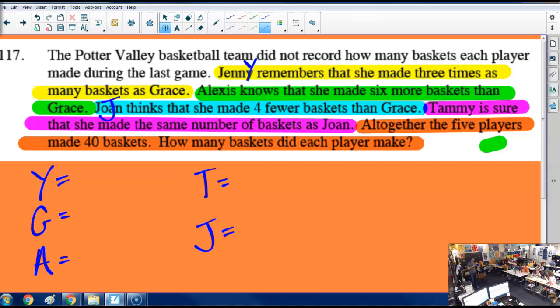All right, Jenny, Grace, Alexis, Tammy, Joan. T equals J. Yeah, there's 5 of them. And then 5 other people made 40 baskets. Anybody have questions? No, all together they made 40. And then all this. We should try to find G.